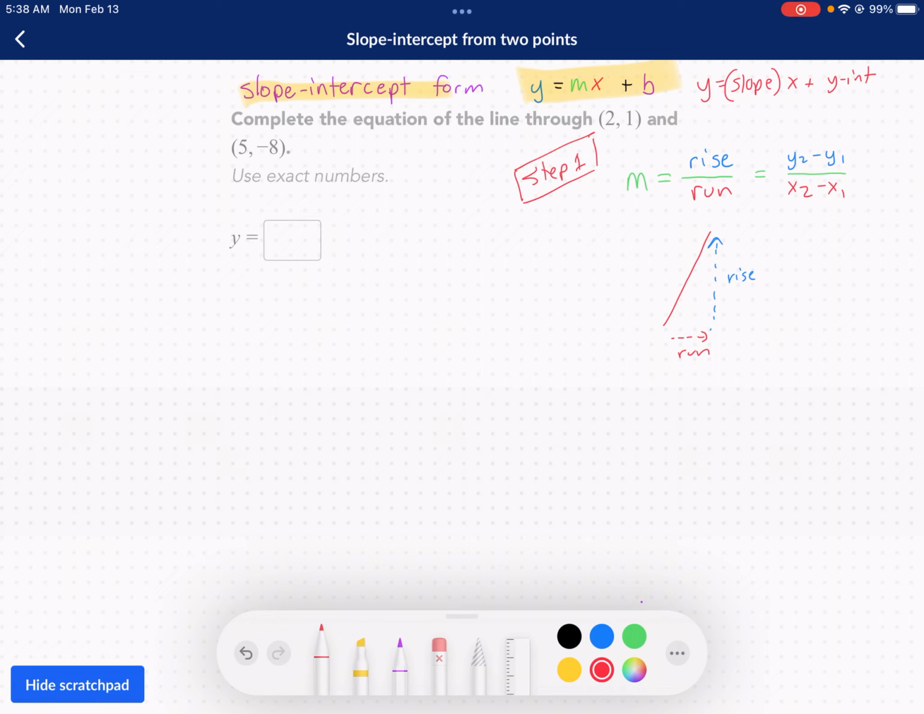Now, we can mathematically define the rise as the difference in y's. Okay, so the difference in y's is your rise, and the run is the difference in x's. The way I like to remember it is you rise with the y's and you run from your x's. That's just a way to remember which calculations we need to do. So with the first step, we haven't calculated our slope at all yet. What I like to do is find the difference in y's.